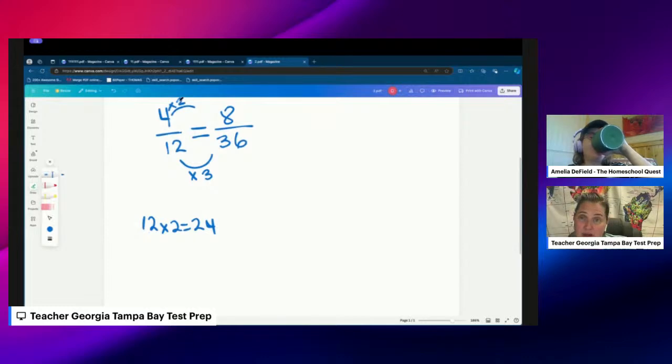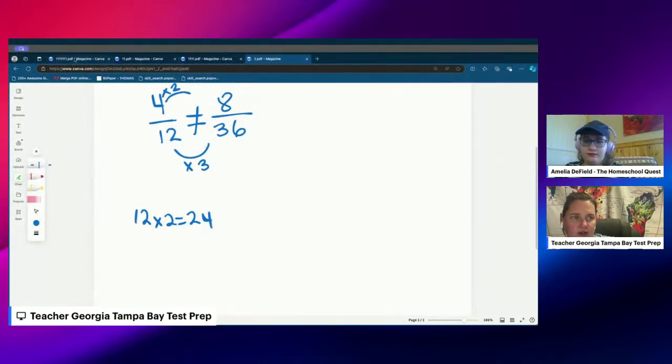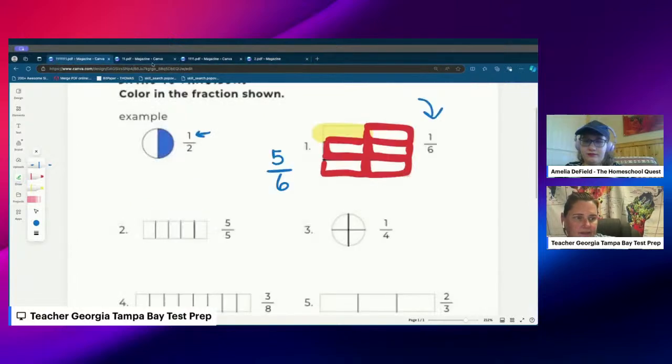So if I am multiplying a different value by the numerator and denominator, we cannot say that's equal. So it's kind of a nice little trick here. If you draw a line through the equal sign, that means not equal. These two fractions are not equivalent, and we didn't need any bars to help us figure it out. Before we move on to the next part, I just want to show you we can also use division.